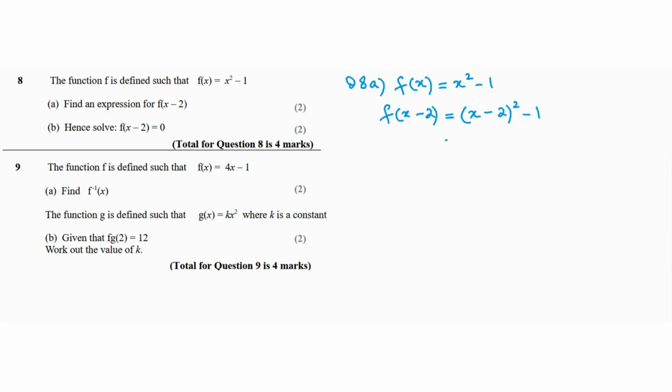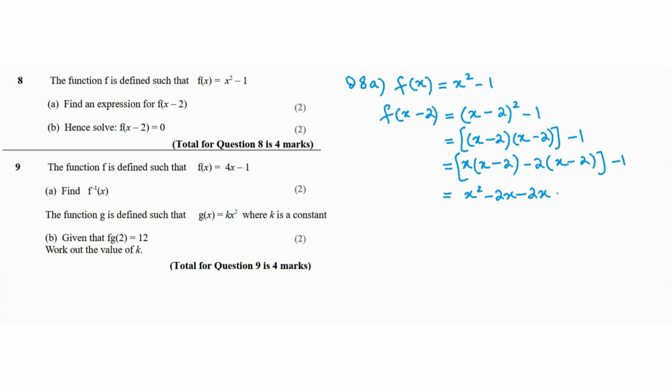You can expand the bracket, which is going to be x minus 2 times x minus 2, which will give us x times x minus 2 bracket x minus 2, which is going to be x squared minus 2x plus 4 minus 1, and that's x squared minus 4x plus 3. That is the fully expanded function for f of x minus 2.